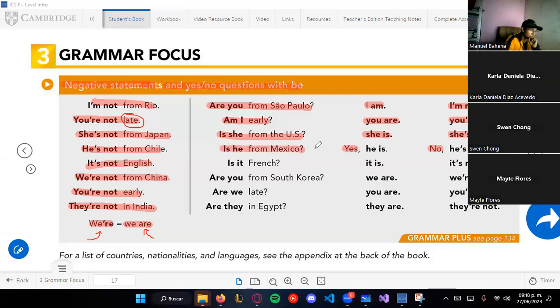Is he from Mexico? Yes, he is. No, he's not. Next one. Sorry, what does this mean? Él es mexicano. Bueno, nacido en México. Cuidado, no dice mexicano, no dice Mexican, dice from Mexico. Él es de México. Yes, he is. Sí, él lo es. No, he's not. Perfect. Next one.